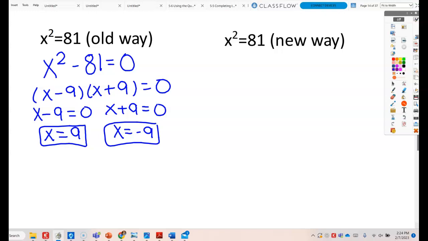There's a shortcut for that now. And that shortcut says that if I have no b term, so again, x squared equal to a number, so no variable x by itself, then what I can do is isolate the x squared term. So I'm going to get x squared by itself, which it is. And then what I'm going to do is take the square root of x squared. And when I take the square root, it gets a plus or a minus.